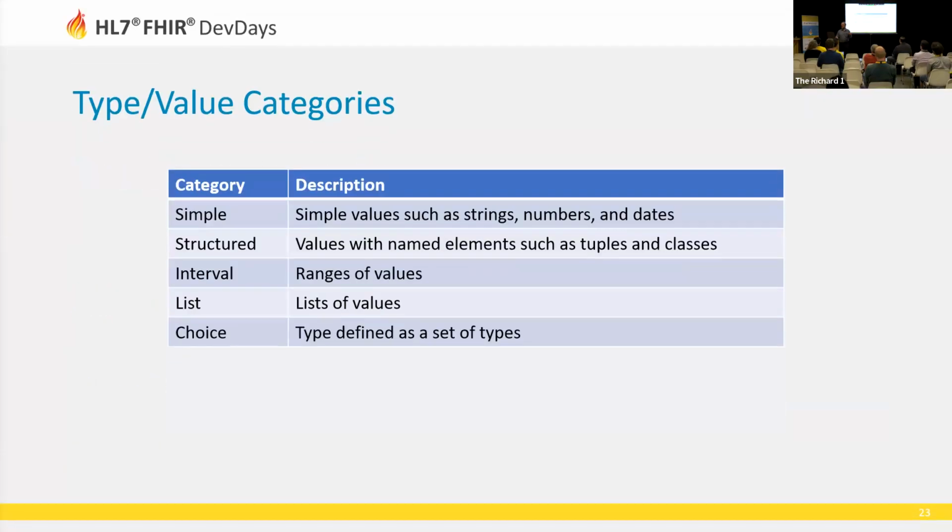All right, types and values. Overall, we support simple values like strings, numbers, dates, and structured values. These are values with named elements in them, like FHIR resources are structured values.